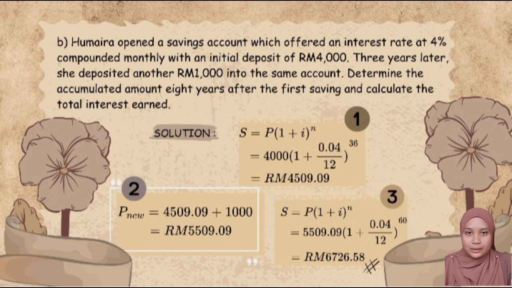Lastly, we get the amount at the end of the investment by using the formula of future value, and we get the final answer 6,726.58.